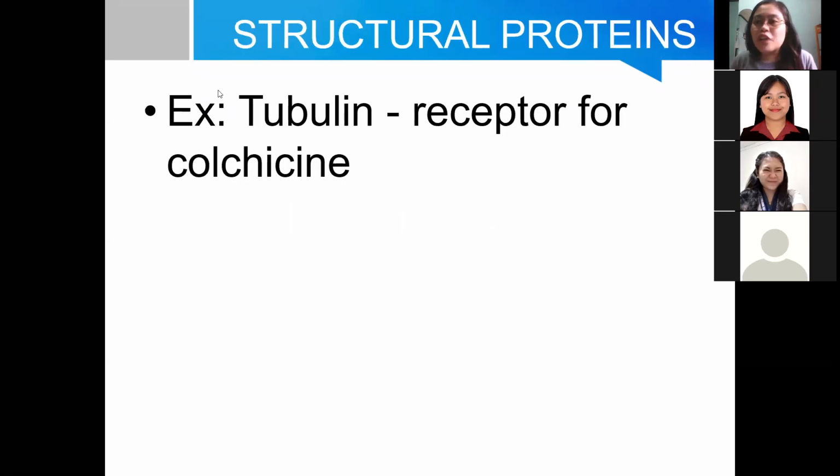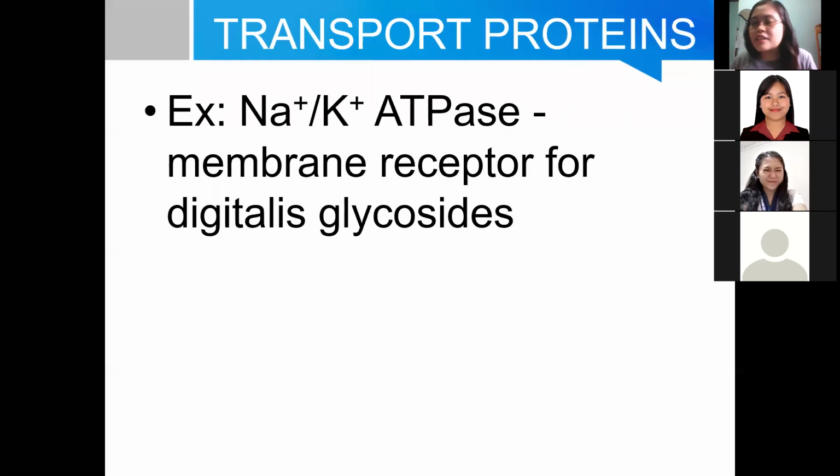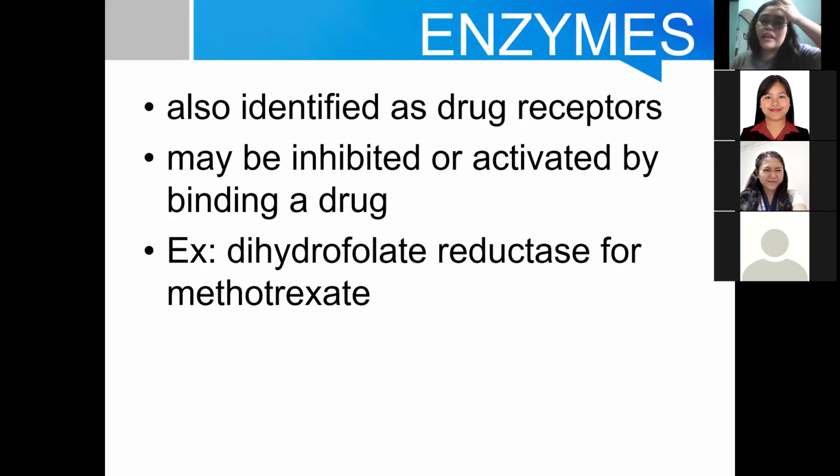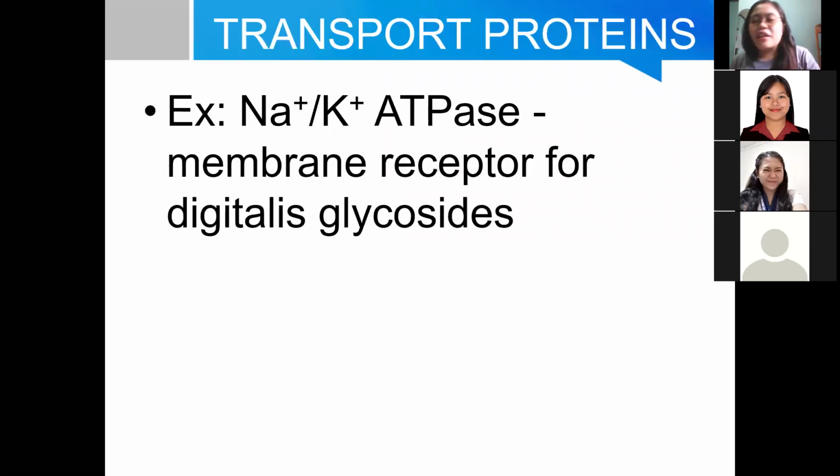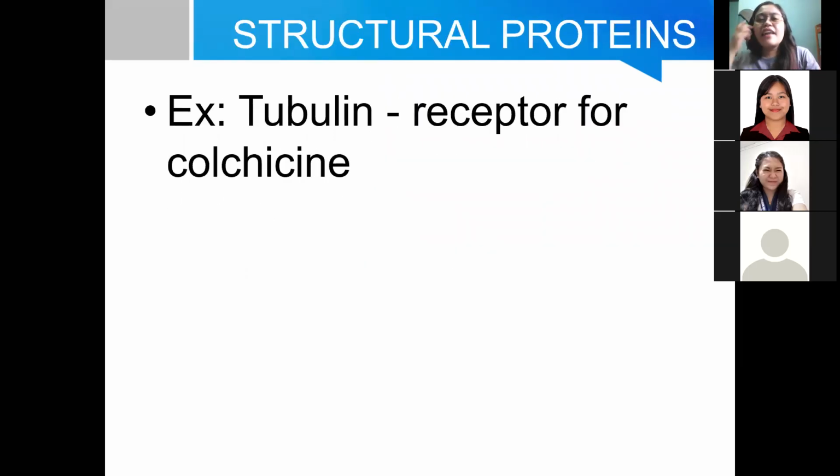Next, we have structural proteins. We have many kinds of proteins, starting with regulatory proteins. Enzymes are also proteins. Then we have transport proteins and structural proteins. These are proteins whose original function is for cell structure, or they contribute to the formation of certain structures in the body. Aside from that, they can also be a target for our drugs, meaning they can become receptors. An example is tubulin.